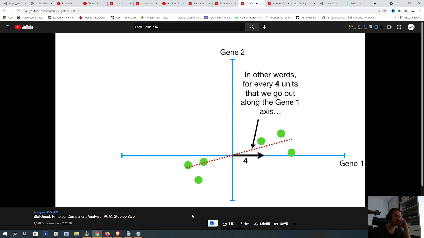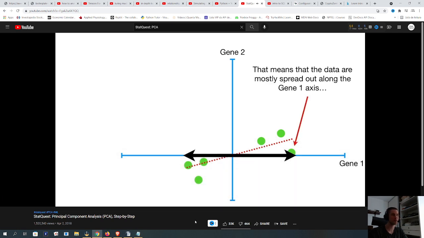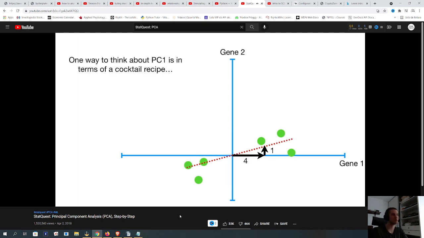In other words, for every 4 units that we go out along the gene 1 axis, we go up 1 unit along the gene 2 axis. That means that the data are mostly spread out along the gene 1 axis, and only a little bit spread out along the gene 2 axis. One way to think about PC1 is in terms of a cocktail recipe. To make PC1, mix 4 parts gene 1 with 1 part gene 2. Pour over ice and serve.